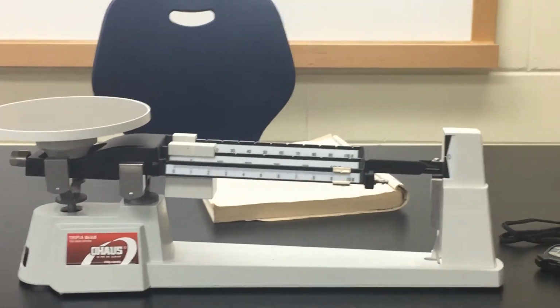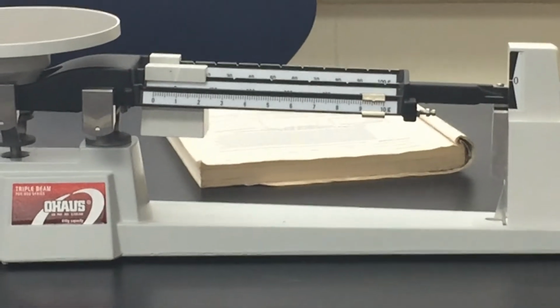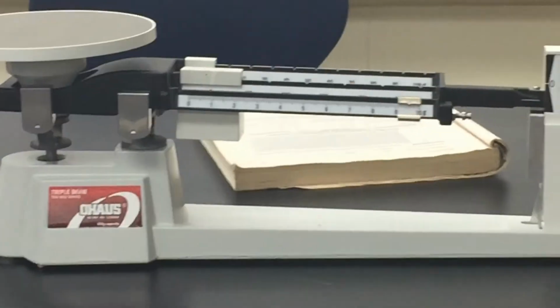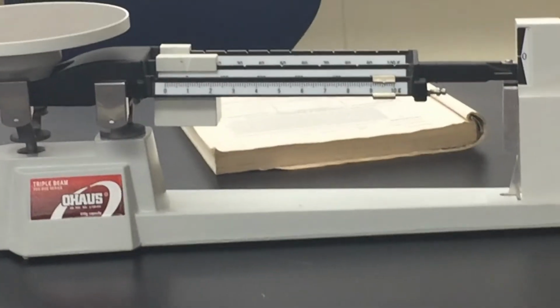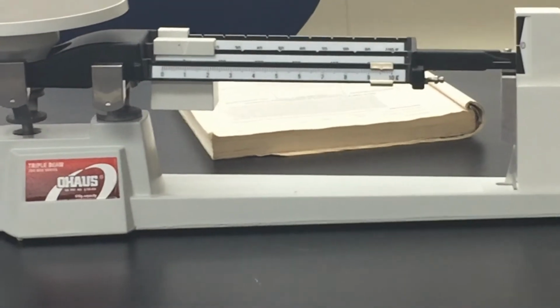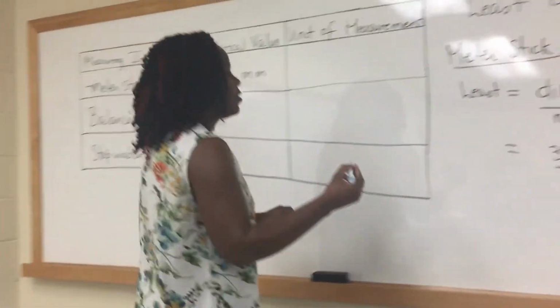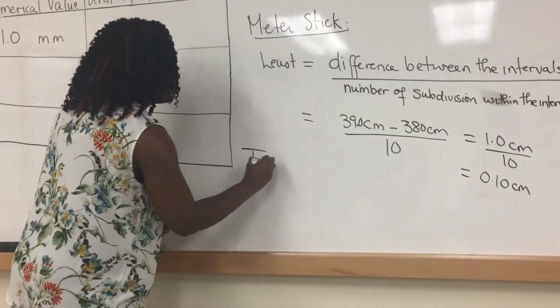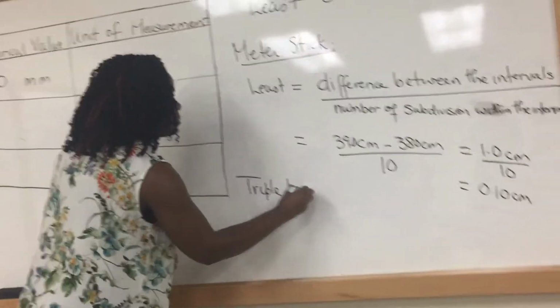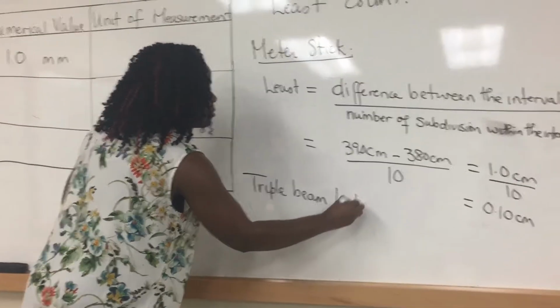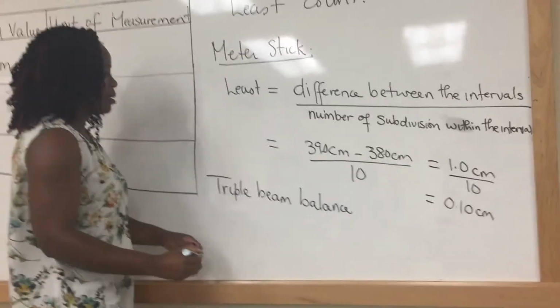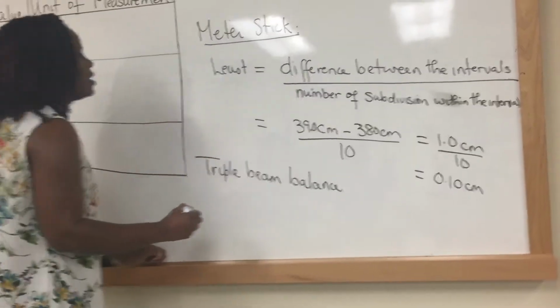In a similar fashion, you're going to take any 2 intervals on the triple beam balance, and you are going to count the number of small divisions that are between the intervals, and then you will take the difference between the intervals and divide by the number of subdivisions. So here, if you follow me to the board for the triple beam balance, the least count.